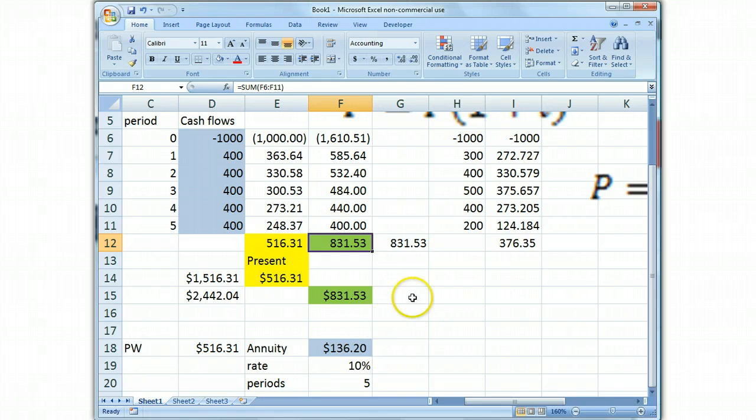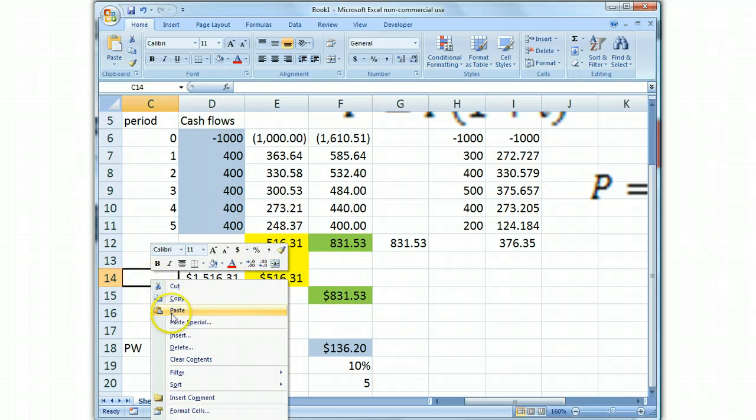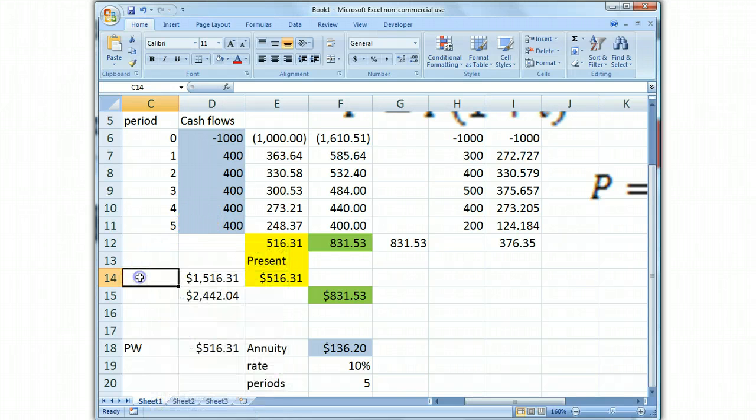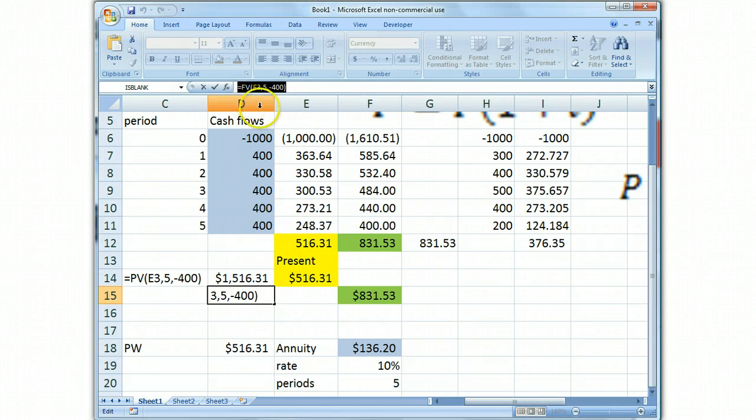So in summary, what we have seen today is PV for present value, FV for future value, and PMT for the annuities formulas in Excel. And I'm going to copy this formula that I have here so you can see exactly what I actually typed. That is the equation, and for present value, this is the equation for future value.